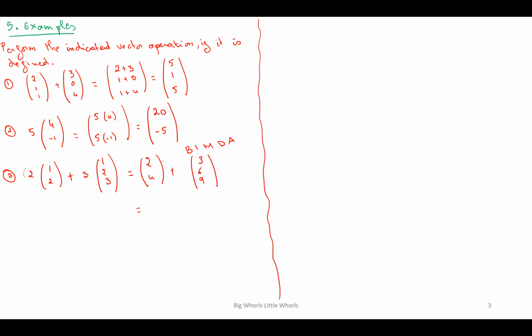Now to do the addition, you see that we cannot do it. It is not defined, because the first vector has 2 components and the second vector has 3 components. So this is not defined.